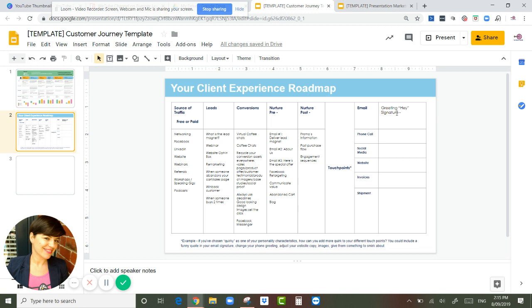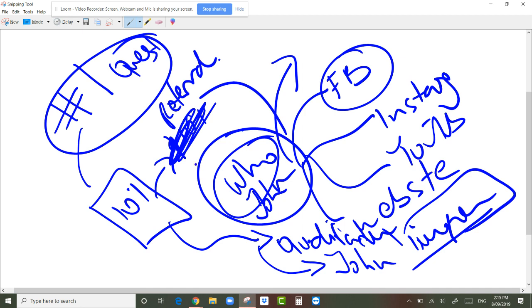Don't think about this as an overwork, because it can be overwhelming. The easiest and simplest way to think about creating a customer journey is to start with one customer, draw a circle, and start visualizing John and thinking about every step that he takes to make a purchase in your business.